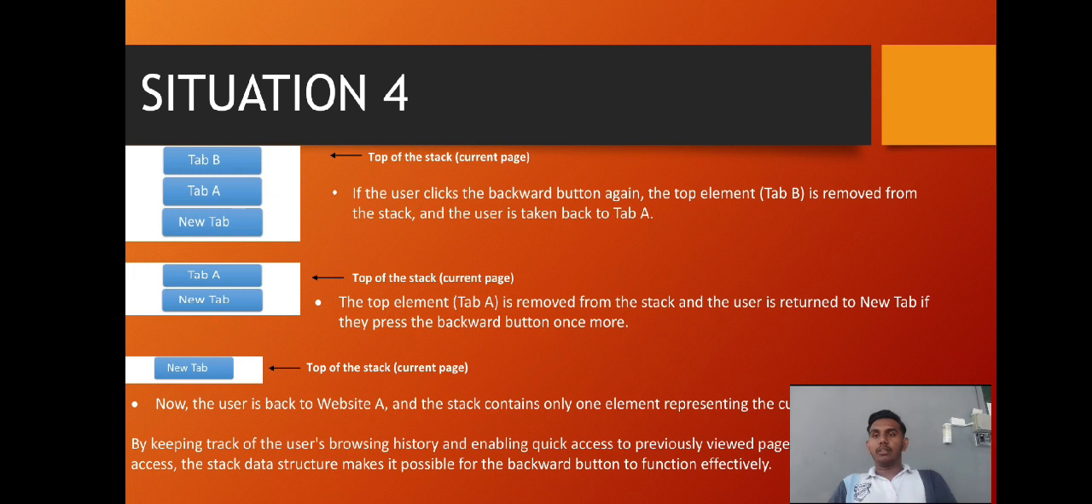The next one is new tab. Now the user is back to the new tab. The stack contains only one element representing the current page. By keeping track of the user's browsing history and enabling quick access to previous pages in reverse order of access, the stack data structure makes it possible for the backward button to function effectively.